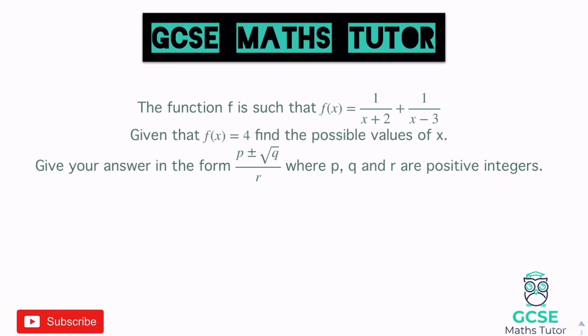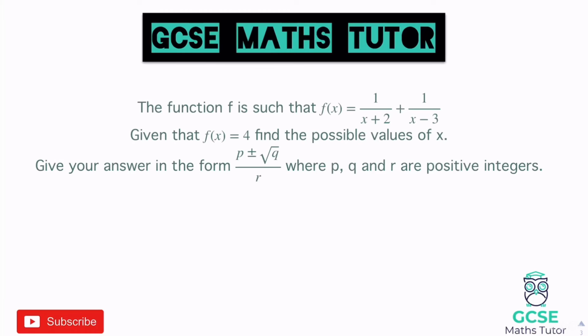Okay, so this question says the function f is such that f of x equals these two algebraic fractions, 1 over x plus 2, add 1 over x minus 3. It says given that f of x equals 4, find the possible values of x, and give your answer in the form p plus or minus root q over r, where p, q and r are positive integers. So this was a non-calculator question here, and we're going to have a look at how to actually go about solving this.